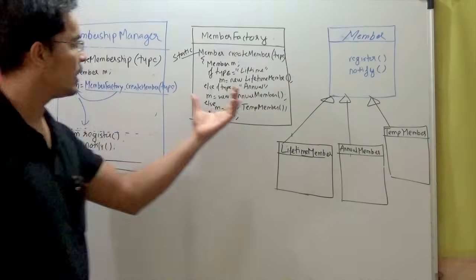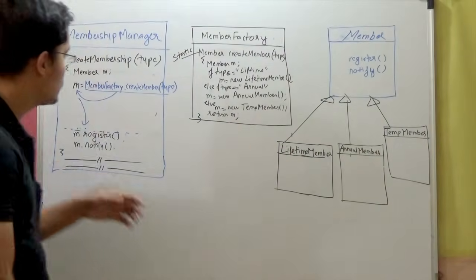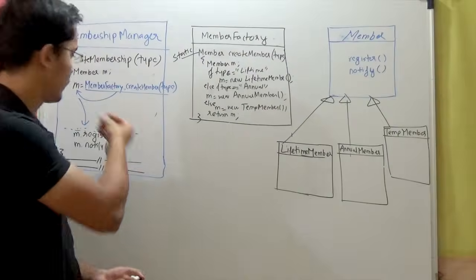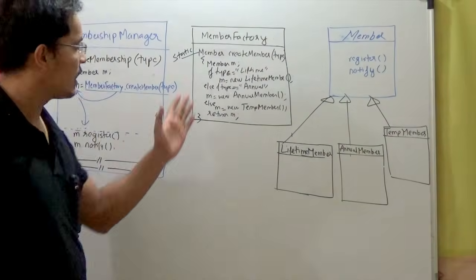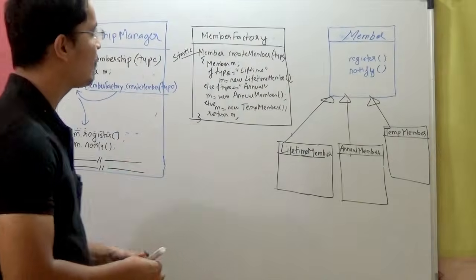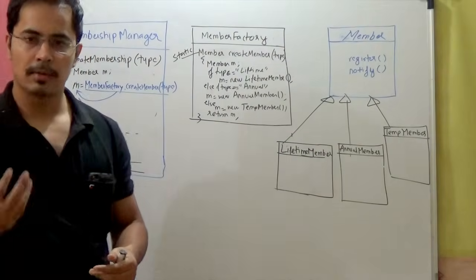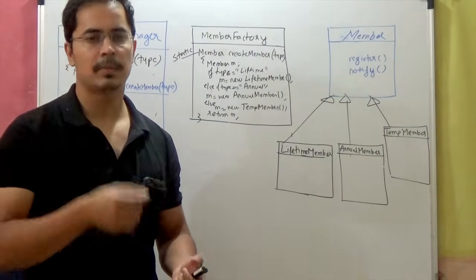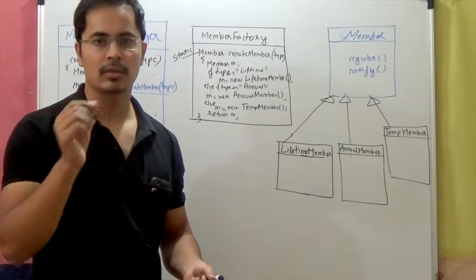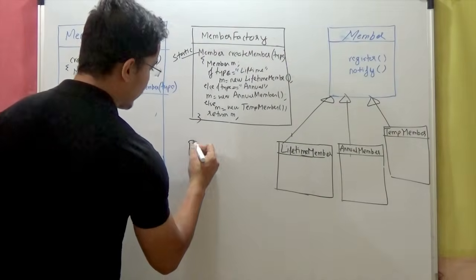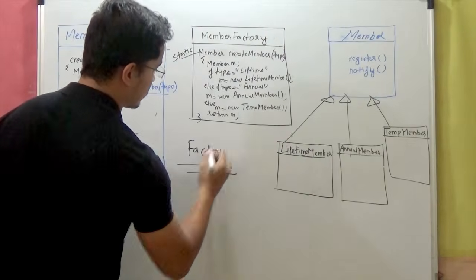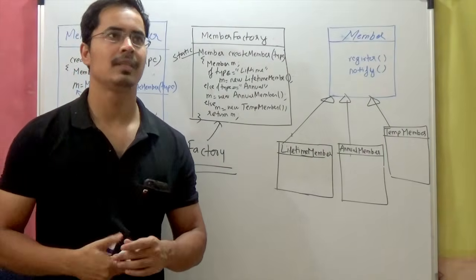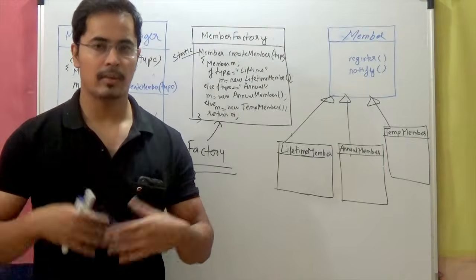we move that logic into a class. So it is not the responsibility of the membership manager to instantiate objects for member type, right? So we moved that into the MemberFactory class. This type of class, whose purpose is to carry out the responsibility of generating specific types of objects based on certain conditions, is called a factory class, or simply a factory. This is not a design pattern.